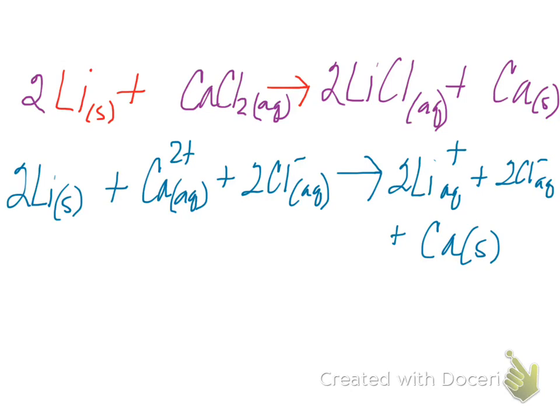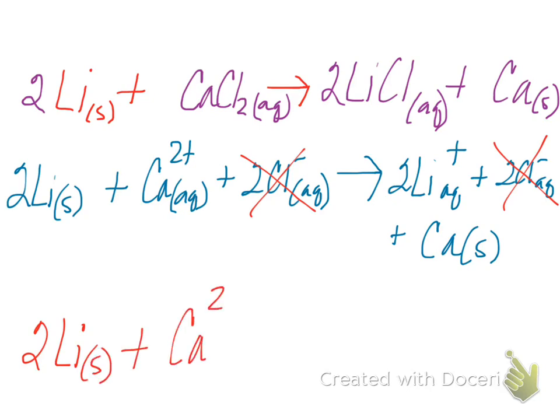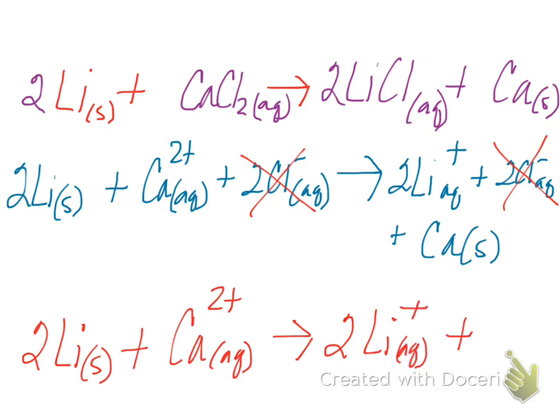And what did we say was the same on both sides? The chlorine. So we're going to mark out chlorine. So that means my overall net ionic would be 2 lithium plus a Ca2 plus, which is aqueous, yields 2 lithium aqueous plus a Ca. So that would be my net ionic.